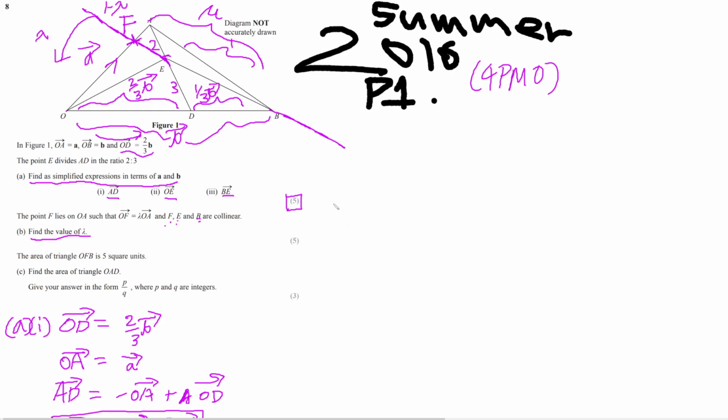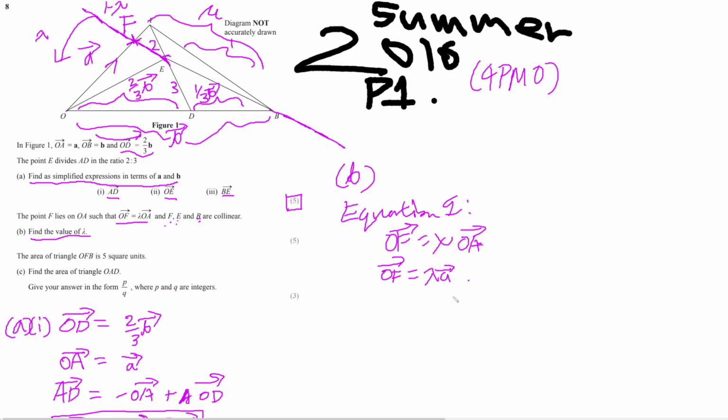So remember, there are two equations we want to create. The first one is quite explicit about which one we're making. OF is lambda OA. So let's write that down. For part B, equation 1 is OF is lambda times OA. Or if you want to put this in simplified form, OF is lambda times the A vector.